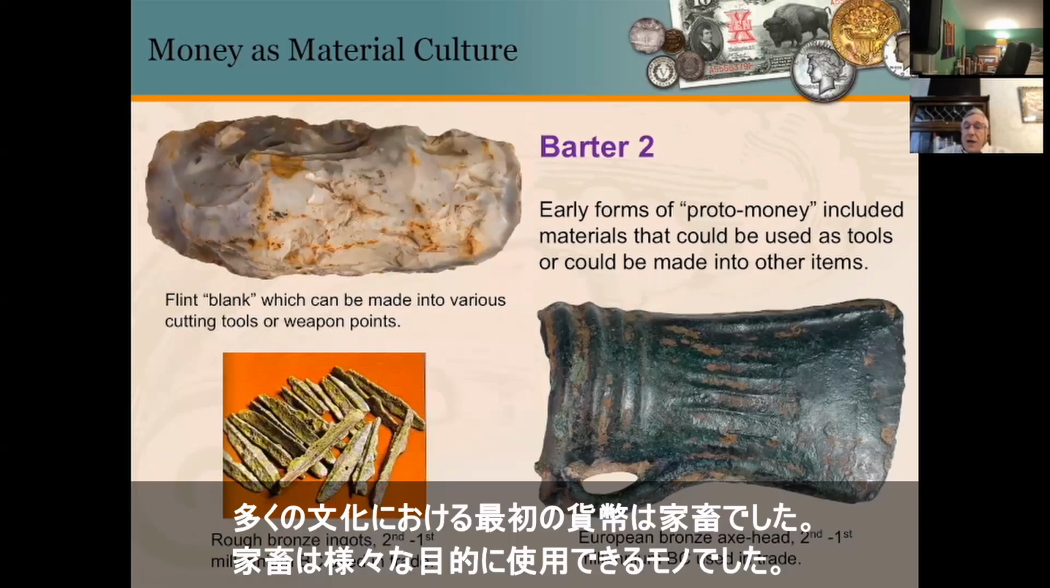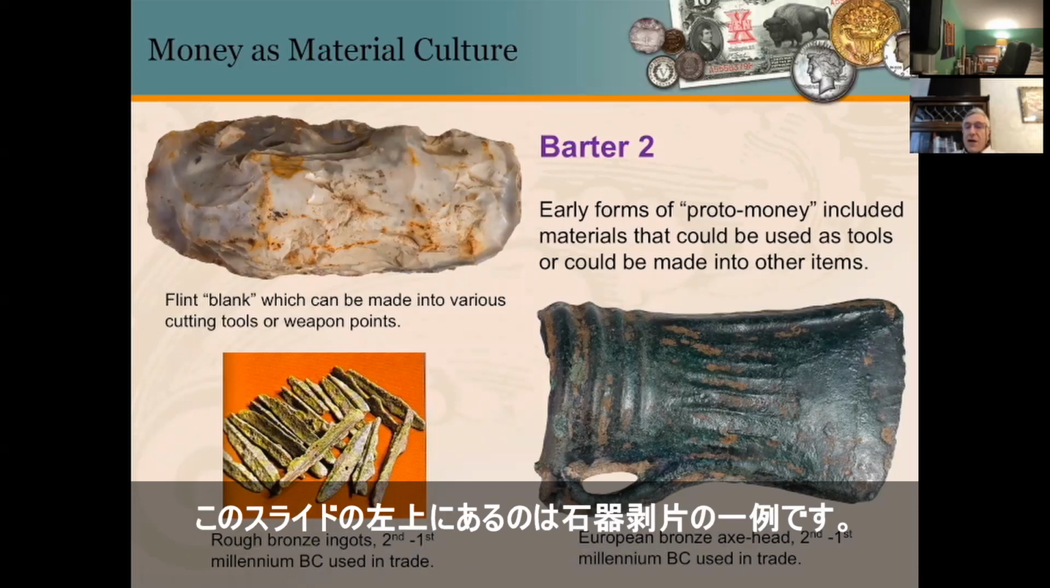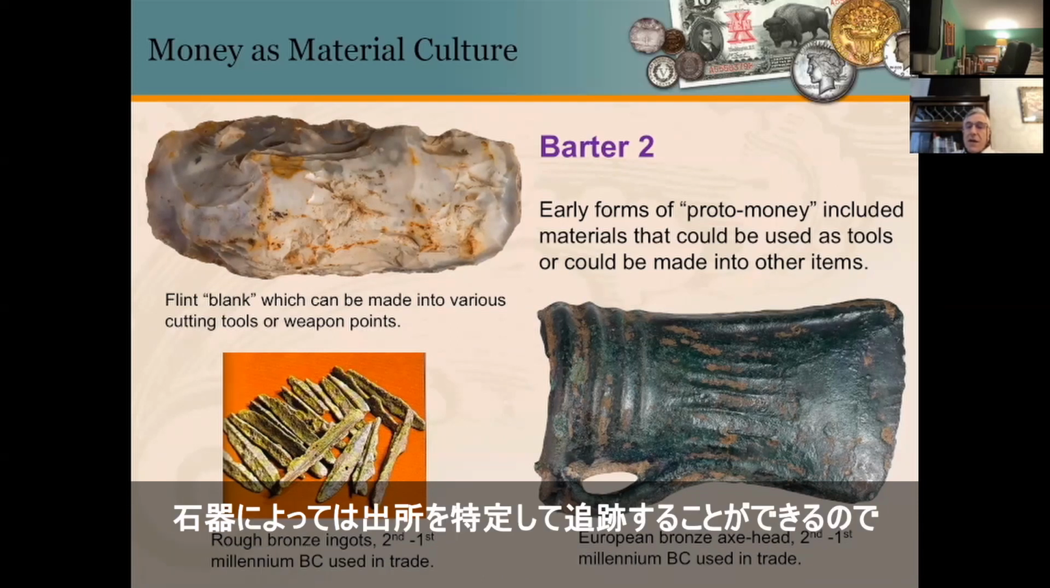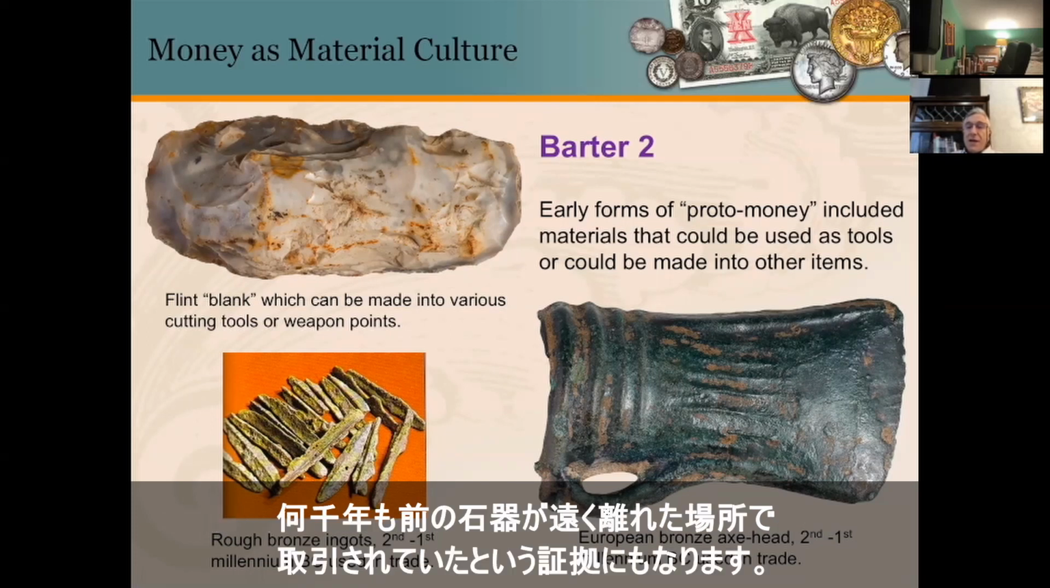The first money in many cultures were animals or commodities that could be used in multiple ways. Here we have an example of a flint blank, which could be made into a variety of tools or points for hunting or fighting. Since the origin of a particular flint sample can be identified and tracked, we have evidence of flint being traded over vast distances thousands of years ago.